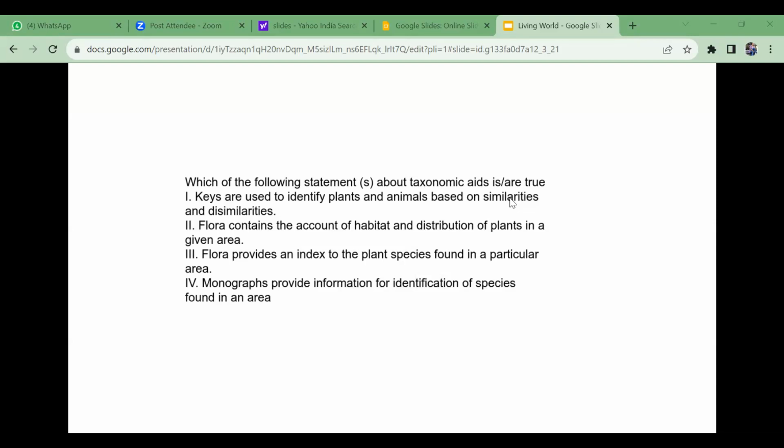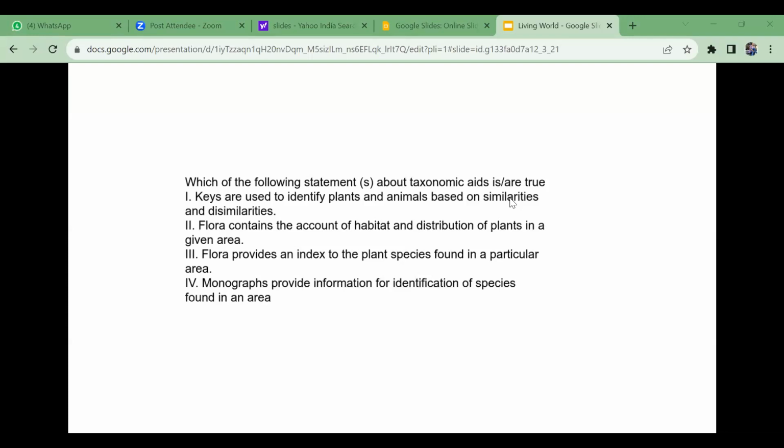Prince, you have to tell me which is true and false. Option 1, what is that? Sean, correct? Not bad. Sean is answering. So first statement, keys are used to identify plants and animals based on the similarities and differences. This is similarities. That is correct.